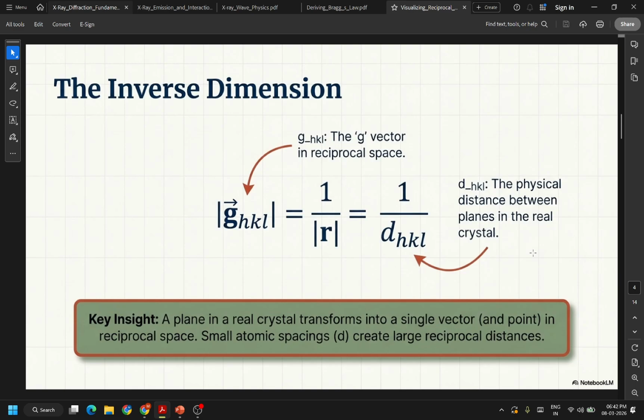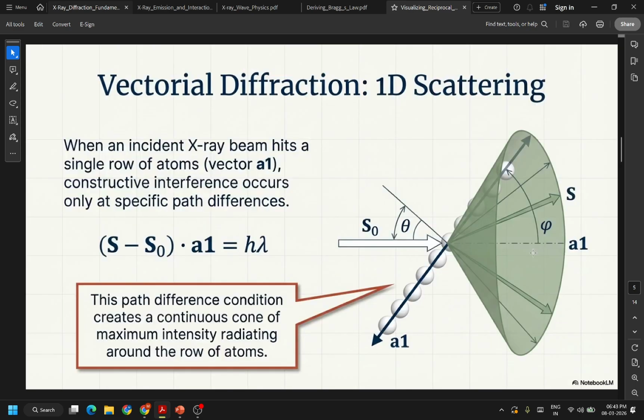So smaller atomic spacing will create larger reciprocal distances. Now, how does the scattering happen?